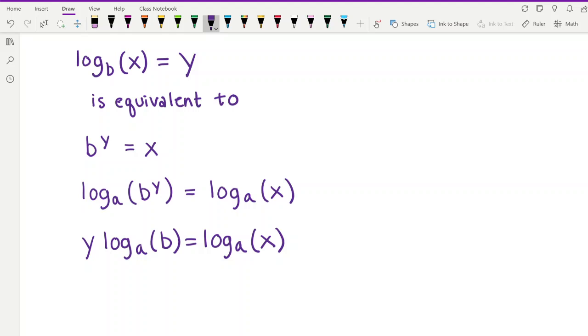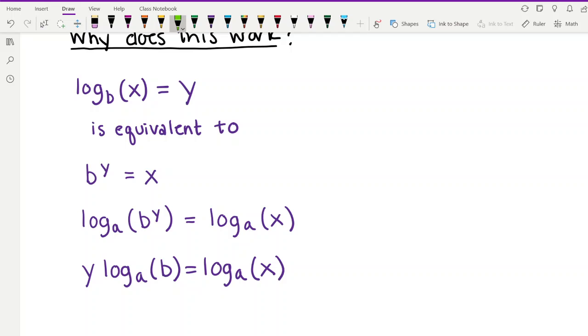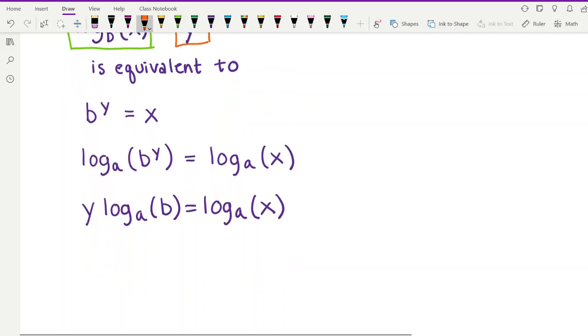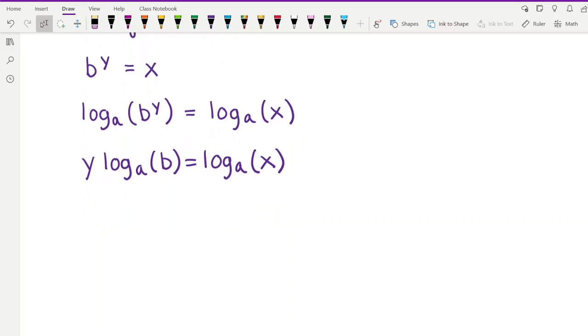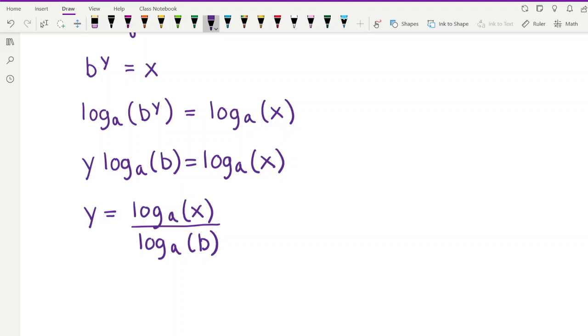Okay, so the last thing we're going to do is solve this for y. So why are we solving this for y? Well, remember that at the very beginning, we said that log base b of x is equal to y, right? So y is just another name for the result of log base b of x. And so if we can solve this for y, that will tell us something else that is equivalent to log base b of x. So what happens if we divide both sides by log base a of b? Well, now we get log base a of x over log base a of b.